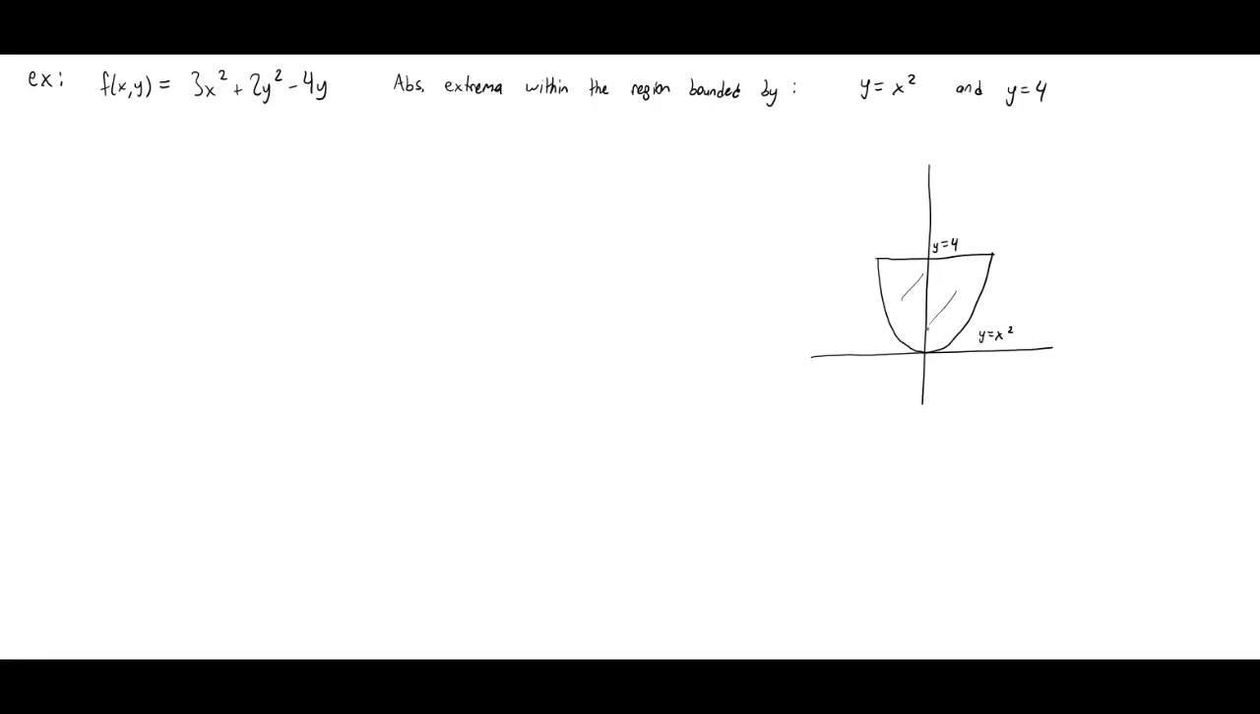Okay, so let's start. First, get the first order partials. So f_x is 6x, f_y is 4y minus 4. If I set them equal to 0, x would be 0, y would be 1. So that will give me one critical point. (0, 1) is going to be inside our region, so I'm going to keep it. All right.